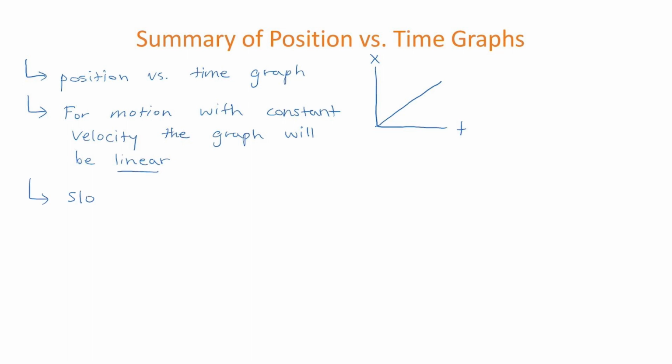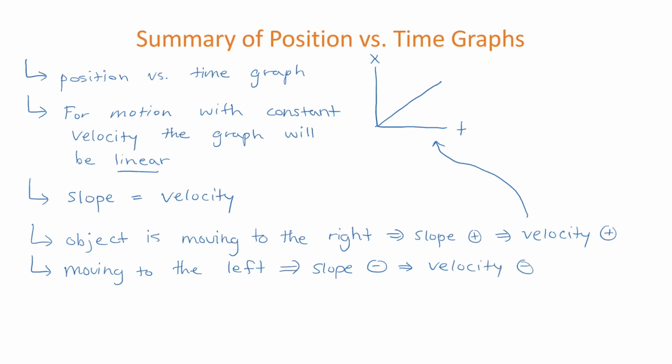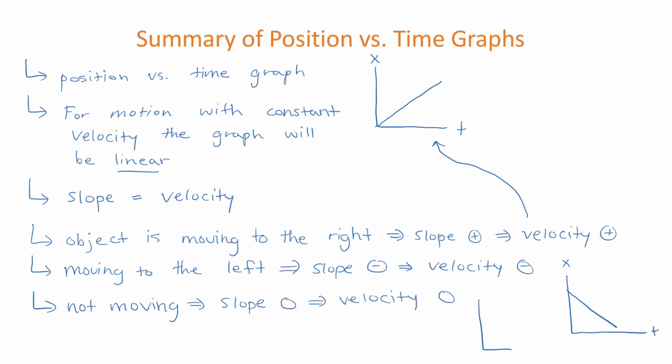We also learned that if you find the slope of a position versus time graph, you've determined the velocity of the motion. We also learned that objects that are moving to the right will have a positive slope, so the velocity will be a positive answer. And that would look like this graph right here. Then we learned that objects moving to the left will have a negative slope, and the velocity should be a negative answer. And we can visualize this as a graph that is decreasing. Finally, we saw that if the object is not moving at all, the slope will be 0, and your velocity will also be 0. On a position versus time graph, this would look like a straight horizontal line.